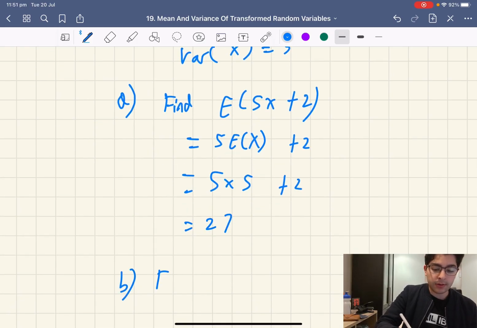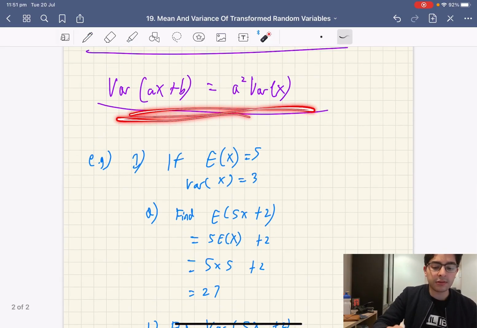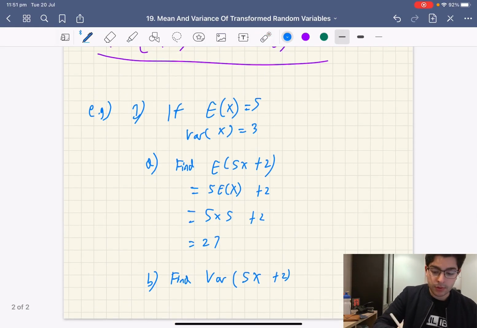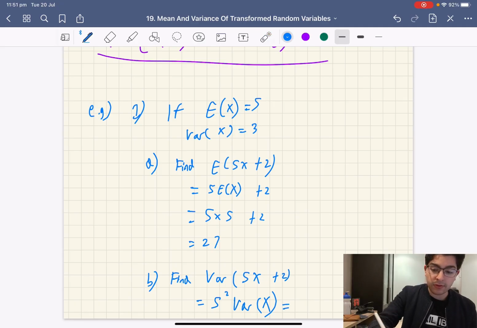Now if I said find the variance of 5X plus 2, we're going to be using this formula for the variance. It's going to be the coefficient squared, so 5 squared variance of X. Plus 2 doesn't do anything, it doesn't matter. So 5 squared is 25, so 25 times the variance of X. And we said the variance of X was 3. So 25 times 3, which is 75.